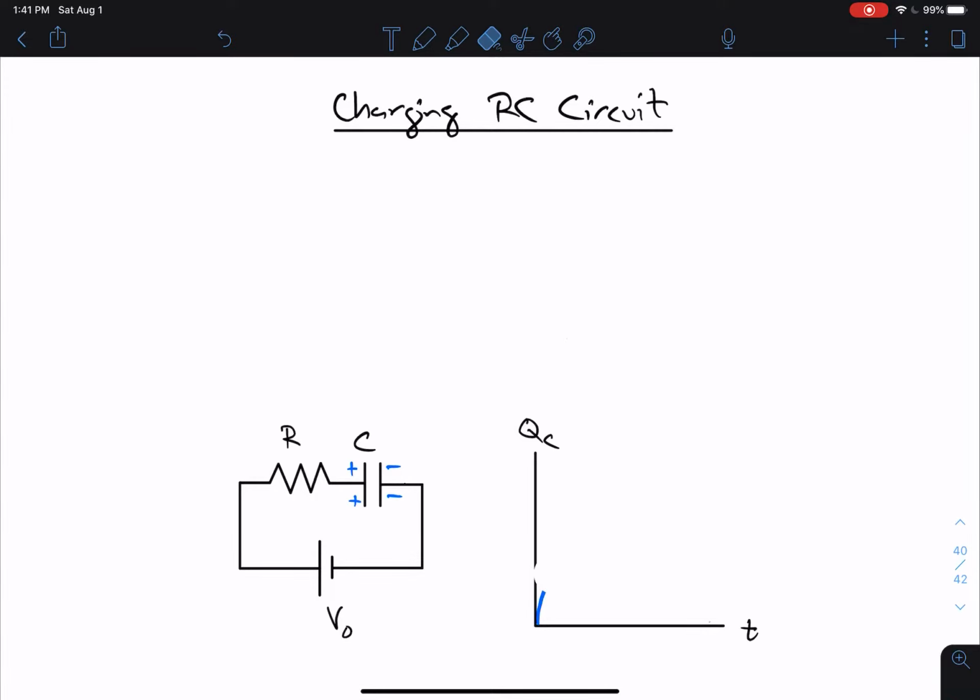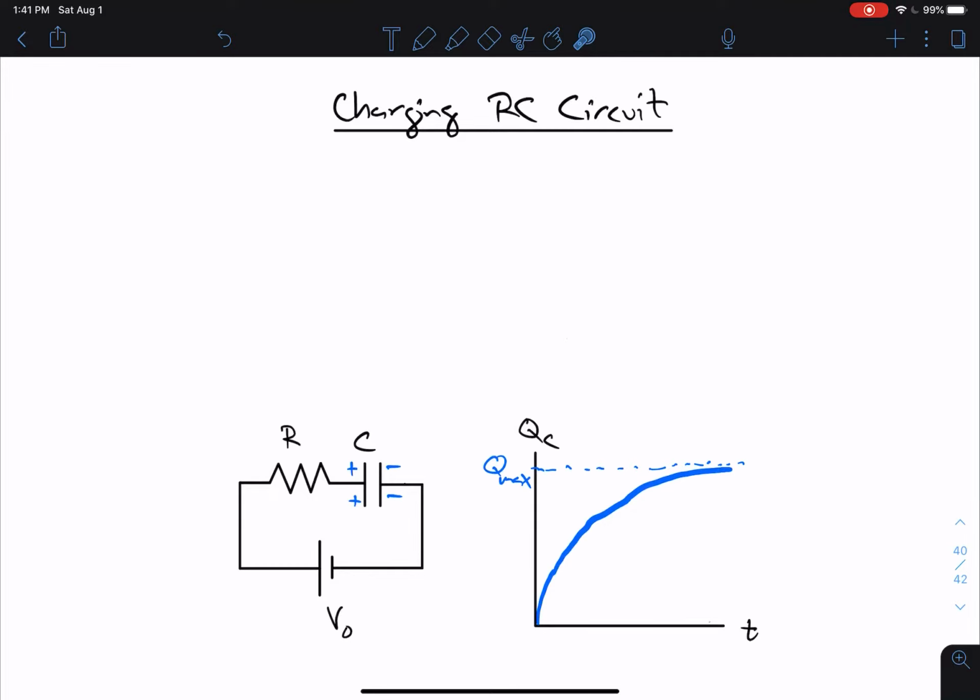And that's going to make it harder to put subsequent electrons on there. And there's going to be a point where eventually the battery just can't put more charges on because the repulsion is too great. And so the charge on the capacitor is going to max out. And so we get this curve here. It's an asymptotic curve. It's asymptotically approaching what we're just going to call Q max.